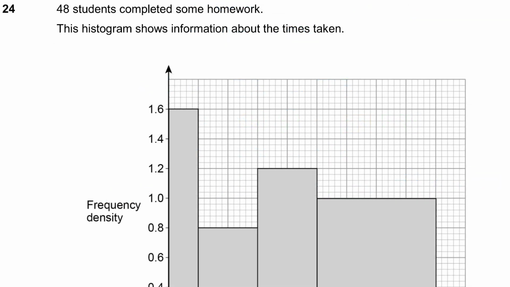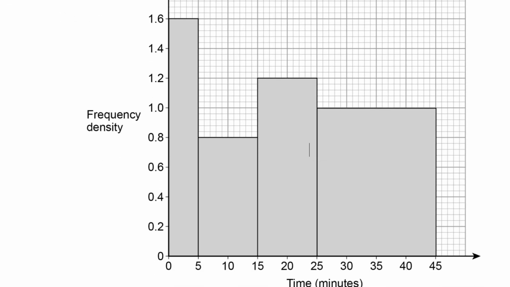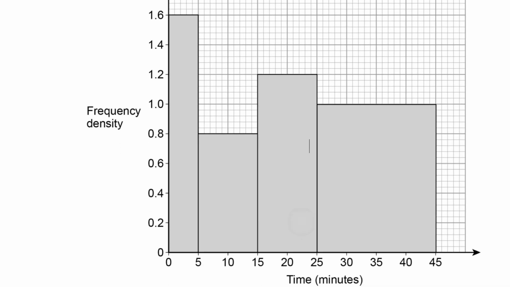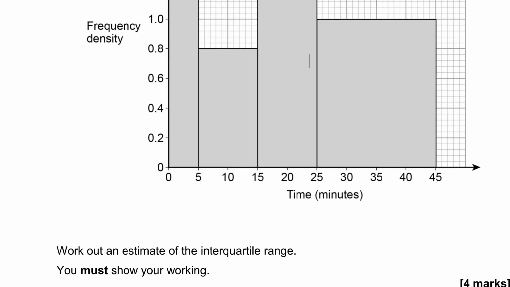Question 24. 48 students completed some homework. This histogram shows the information about the times taken. So we've got frequency density along the side, and time in minutes along the bottom. Remember with histograms, it's the area of the bars that is proportional to the frequency, and not the height. We need to work out an estimate of the interquartile range.